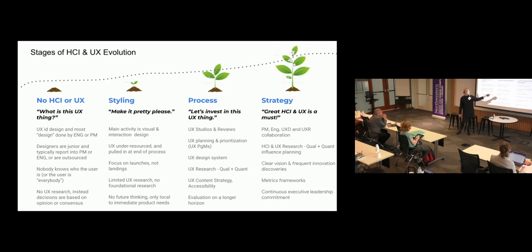Then you've got process, which is, my VP says, let's invest in this thing. You've got reviews, planning and prioritization. You have program managers, I'll come back to that in a second. Design systems, qualitative and quantitative research, content strategy, and a focus on accessibility, sometimes just as table stakes, but you can start to get that in earlier if you change the production tools. Evaluation on a longer horizon, potentially.